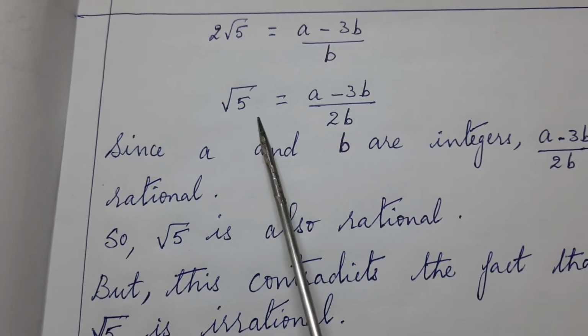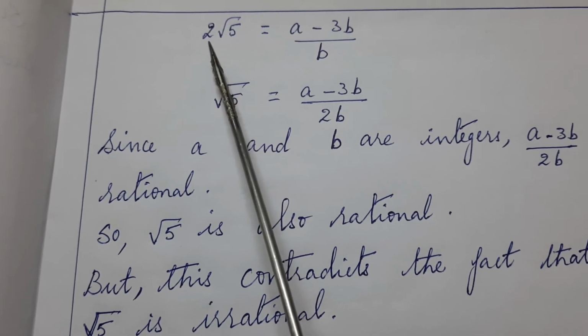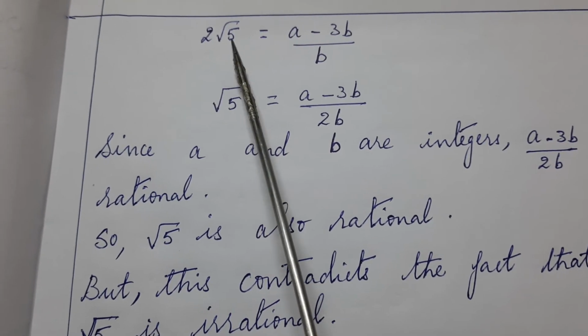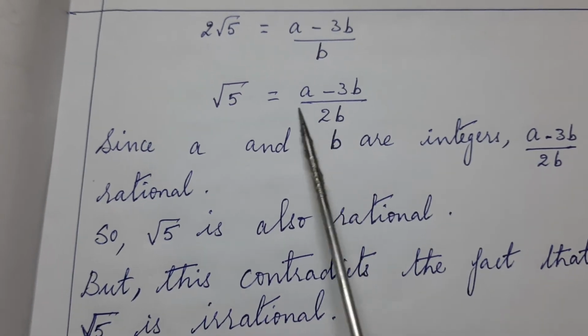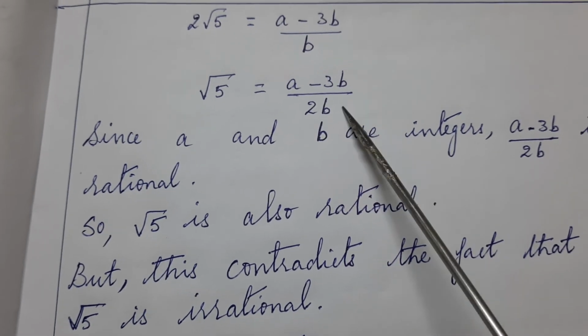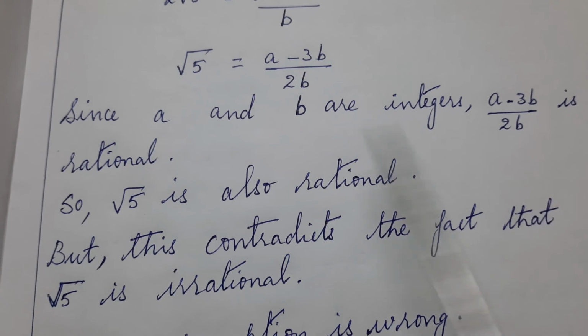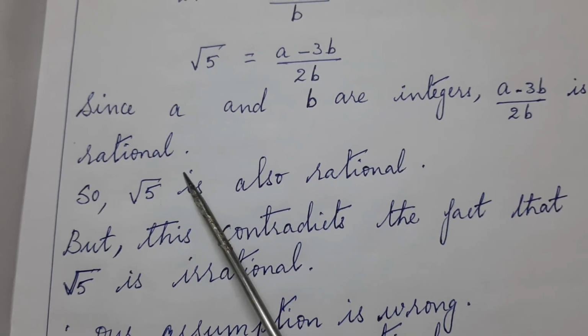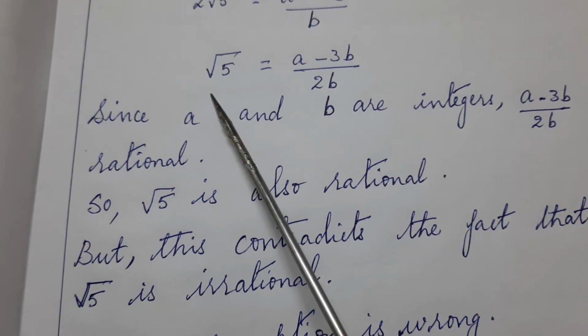So root 5 is equal to a minus 3b by b over 2. This is 2 root 5, so when I bring the 2 to the other side, I get division: a minus 3b by 2b. Now you know a and b are integers. Since a and b are integers, a minus 3b by 2b is a rational number. So root 5 is also a rational number. If this is a rational number, this also should be a rational number.